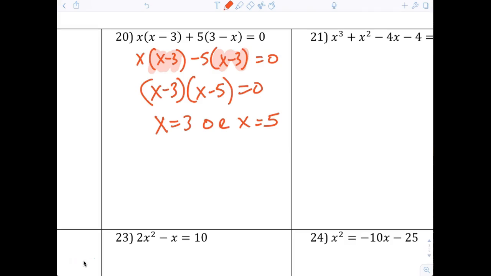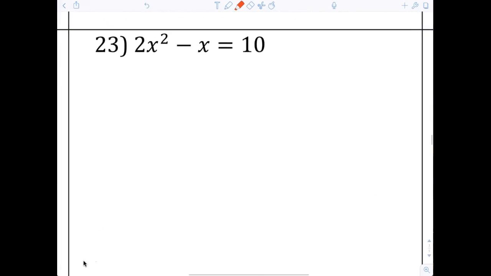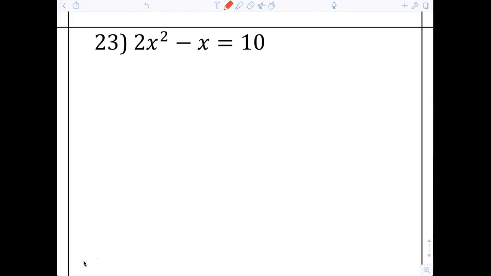All right. 21. Just to review, that's just factoring by what? Grouping. And how many answers are we going to have? 3 solutions. All right. Just remind yourself of that. All right. Here we go. 23. What's the problem? There's 10 and you have to make that 0. Yep. You have to set it equal to 0.